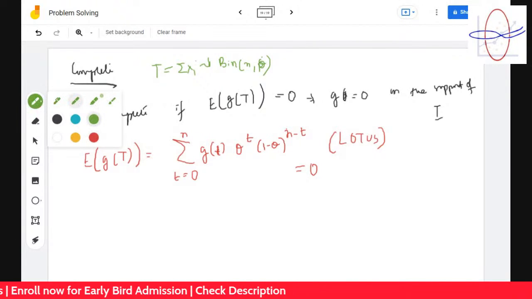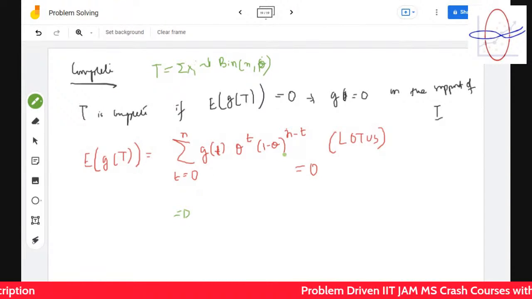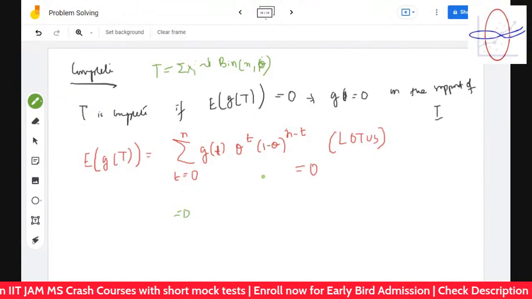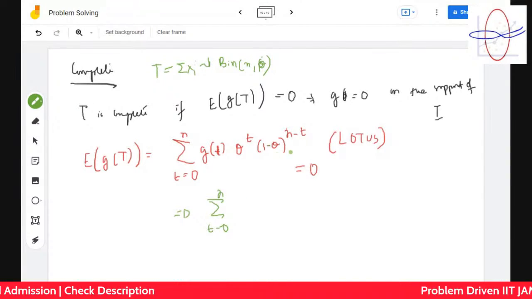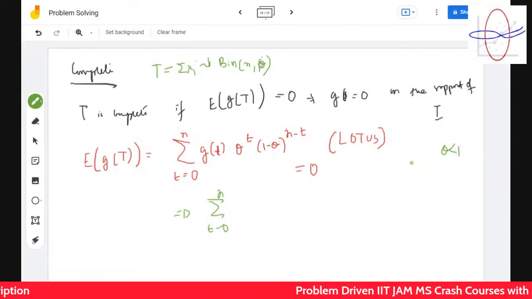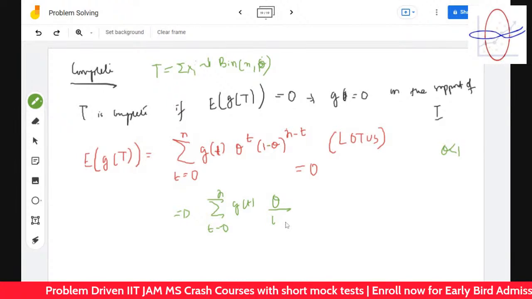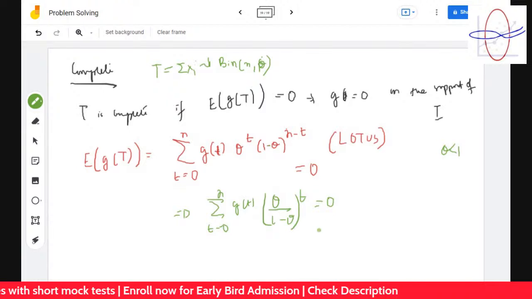If this is equal to 0, then what do we know? Let's understand that. We can divide by (1 minus theta) whole to the power n, since theta is less than 1. So it turns out that the summation of g of t times n choose t times (theta by 1 minus theta) whole to the power t is equal to 0. It's a function of this.